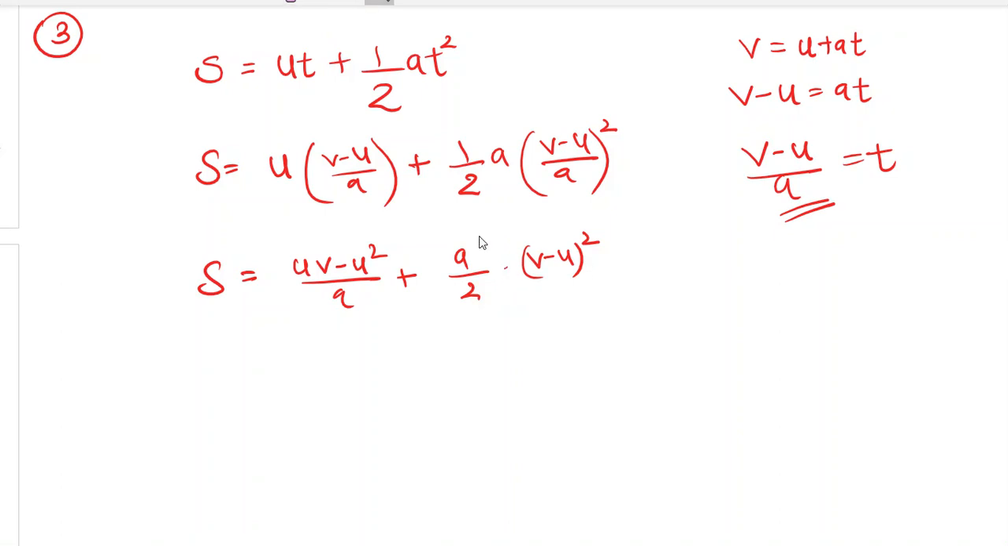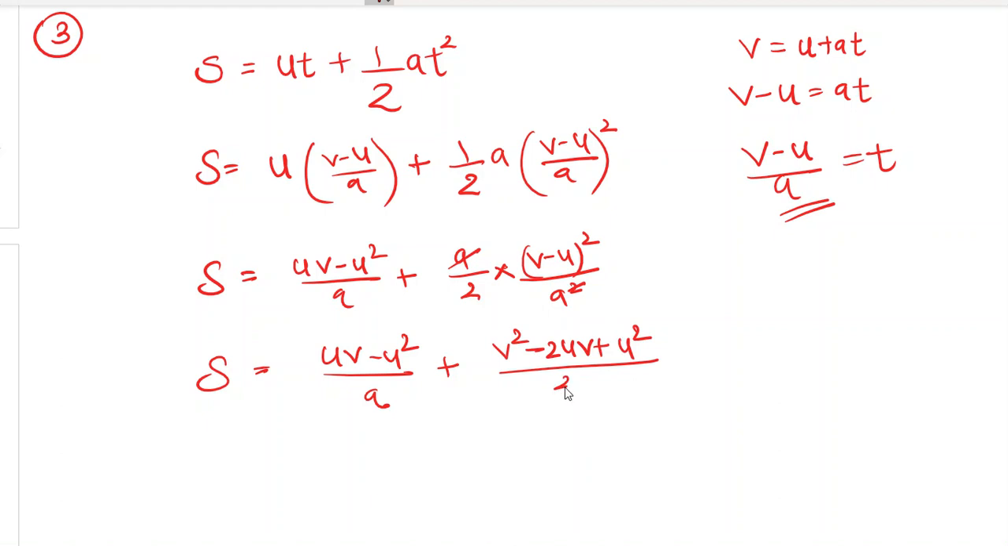So multiplied by (v minus u) the whole square upon a square, right? Both the terms in the numerator and denominator will get squared. This a will cancel with this a square. Anything else? Nothing. Let's move ahead. uv minus u square upon a plus (v minus u) the whole square is v square minus 2uv plus u square upon 2a.